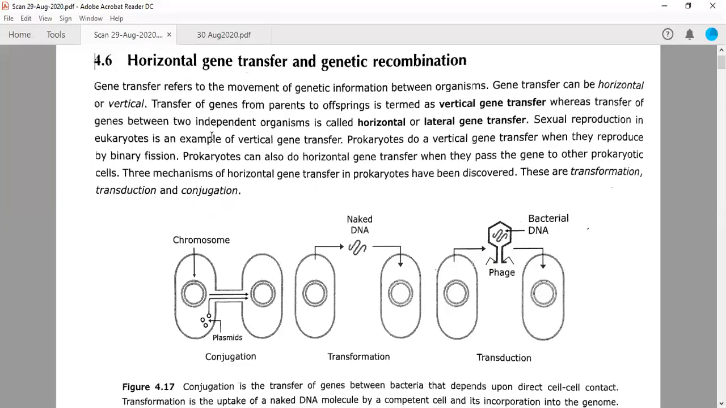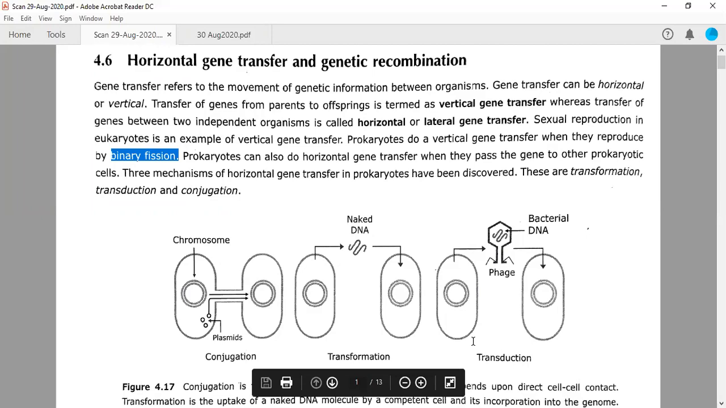So sexual reproduction in eukaryotes is an example of vertical gene transfer, right? And in prokaryotes this is also reported, but actually this happens by binary fission, because mostly bacteria divide by this process. Though we studied yesterday that some bacteria also multiply or divide by the budding process, they are very rare and few examples. Generally, bacteria show binary fission. Prokaryotes can also do horizontal gene transfer, and there are 3 processes by which they can do this: transformation, transduction, and conjugation.